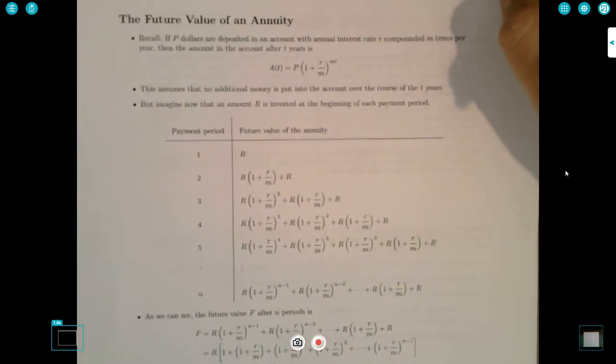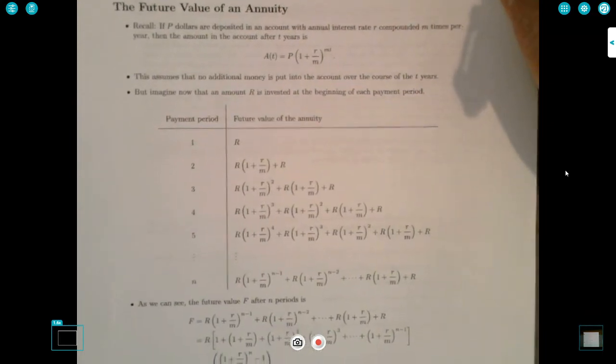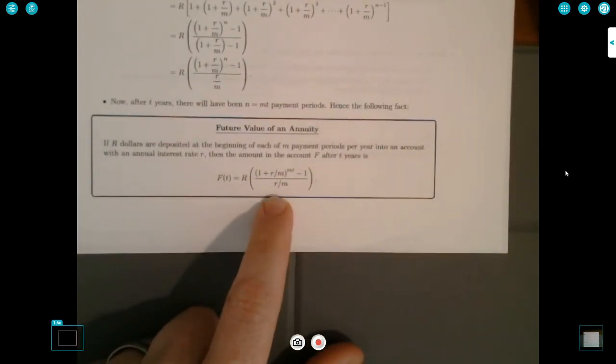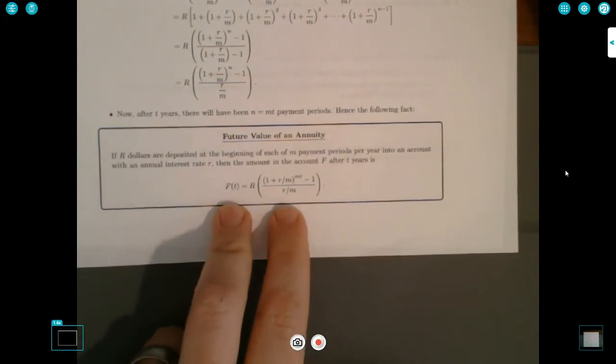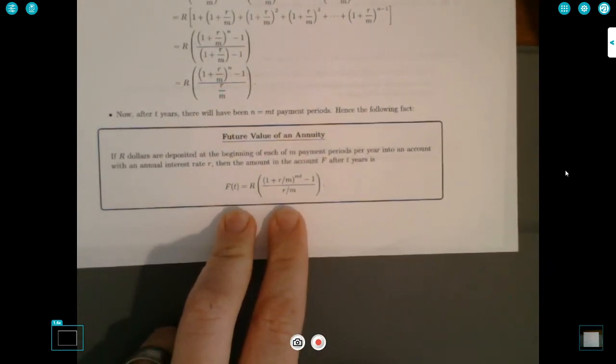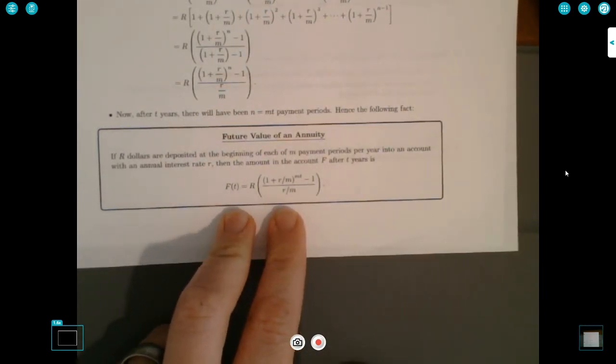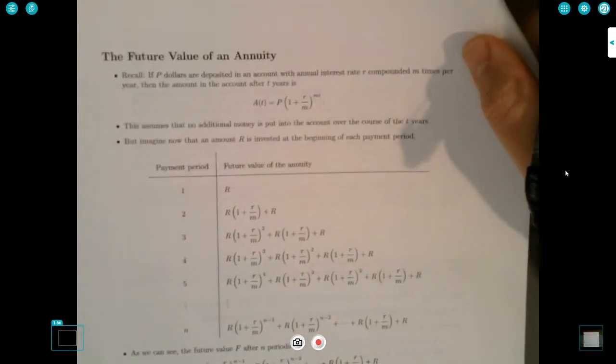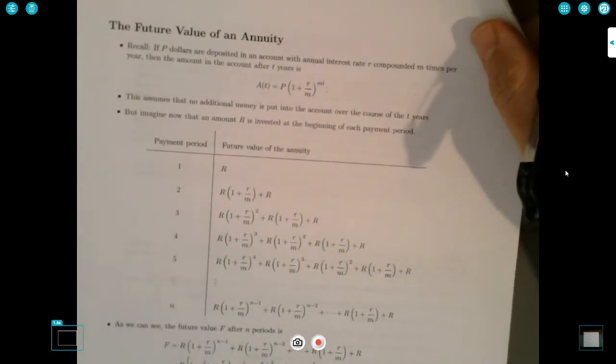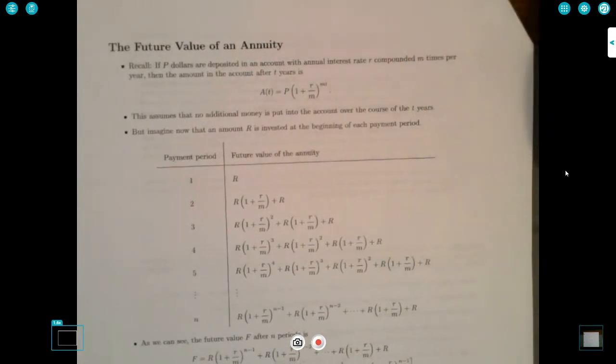I might come back to this second page. What this second page is, is a derivation of this formula down here, which tells us what the future value of an annuity is going to be. Let's just run through it real quick before we get to the examples, because I only have 3 examples to show you, so this should be a relatively short lecture.